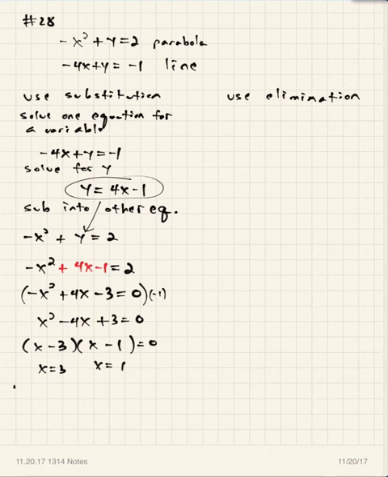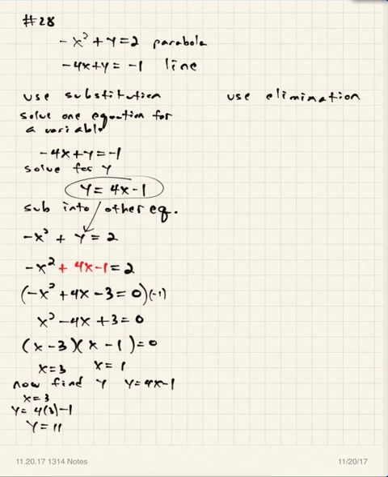And now find y. And so I'm going to use the equation y equals 4x minus 1. And so that when x is 3, I get y equals 4 times 3 minus 1, or y equals 11.